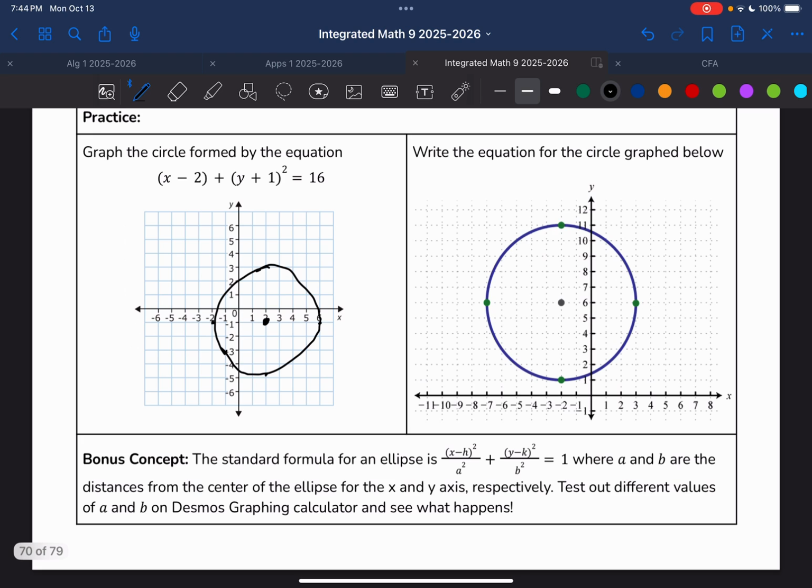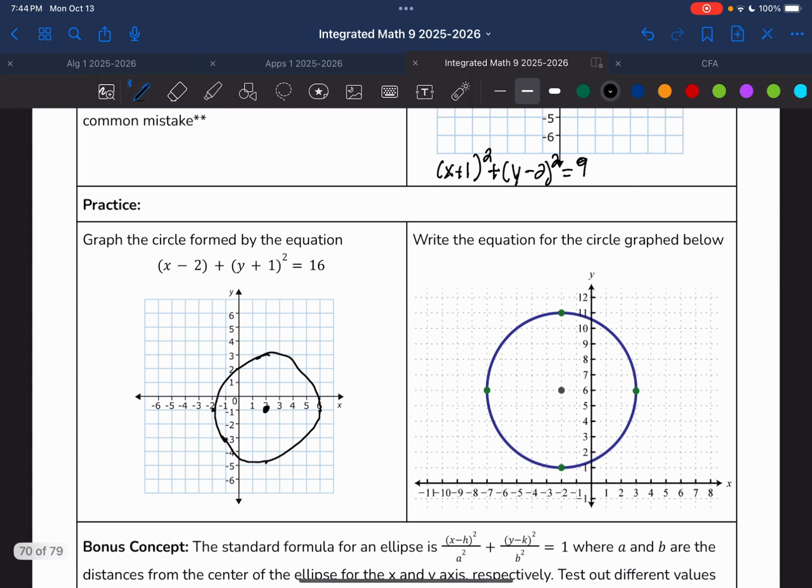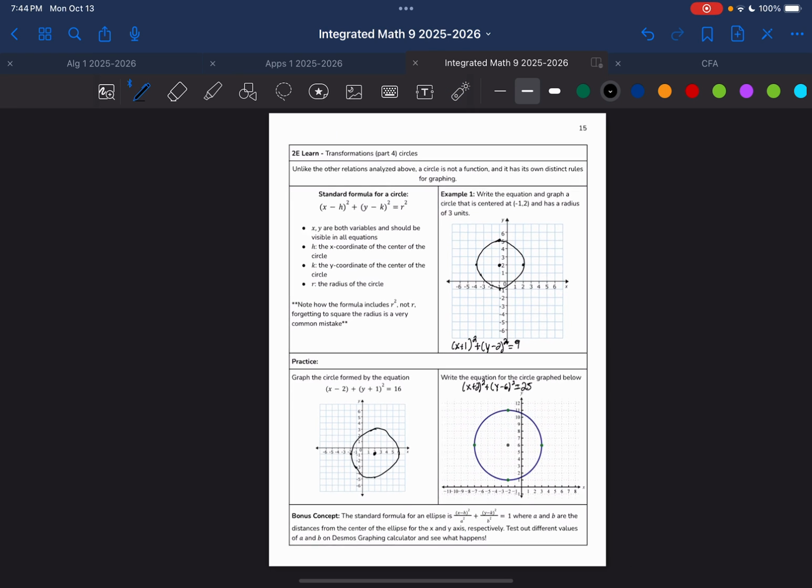And write the equation for this circle. So we see that we have a center at -2, 6, meaning that it is x plus 2 squared plus y minus 6 squared. And our radius is 5, meaning that what we should put over here, which is our radius squared, is 25. So there's the equation for that circle.